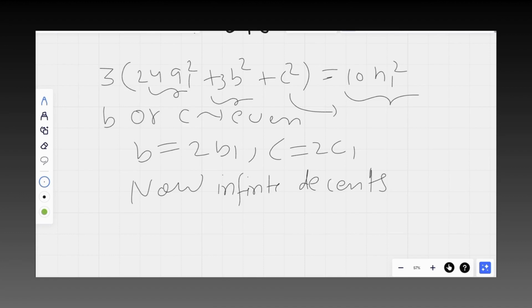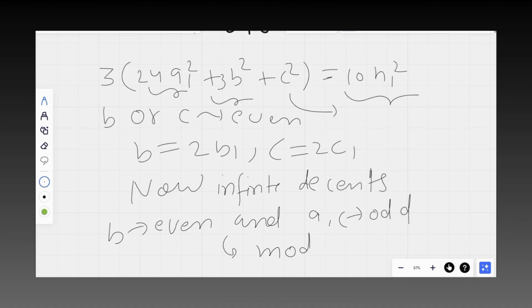Again take another case, case 2, that B is even and A, C are odd. Here you have to take mod 4. So I am leaving this for viewers.